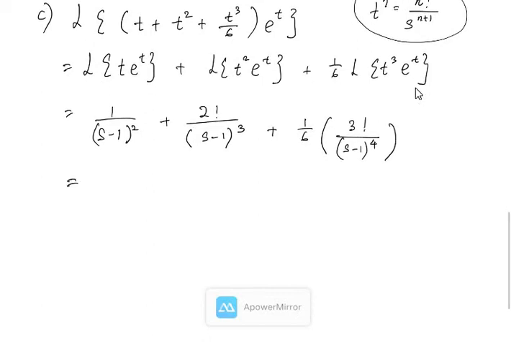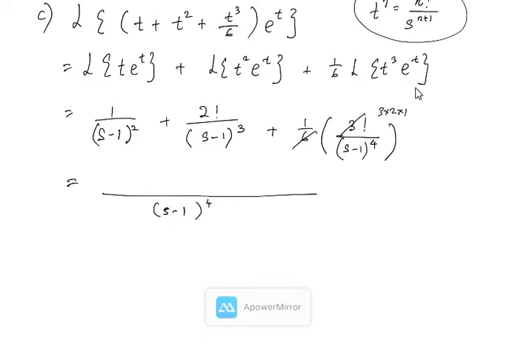And now we simplify. This one is 3 times 2 times 1. We can get 6 and we cancel out this one. Okay, so maximum is s to the power of 4, (s minus 1) to the power of 4.